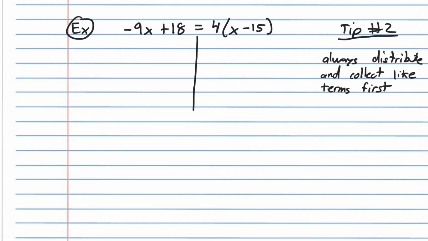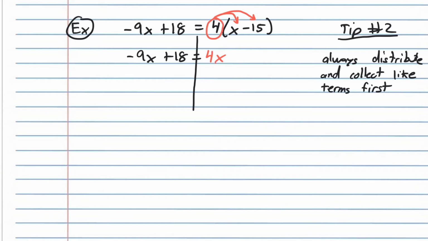Okay, so in this question, we're actually going to deal with that 4 before we do anything else. From distribution, you take that number and you multiply it to everything on the inside. The left side we didn't change, I'm just going to bring that straight down. Negative 9x plus 18 equals, and then 4 times x gives us 4x.